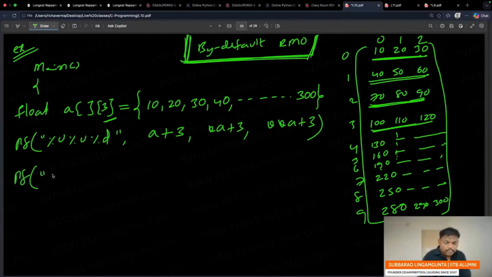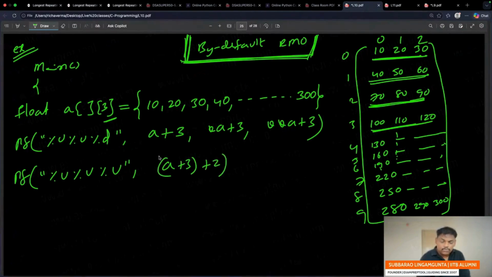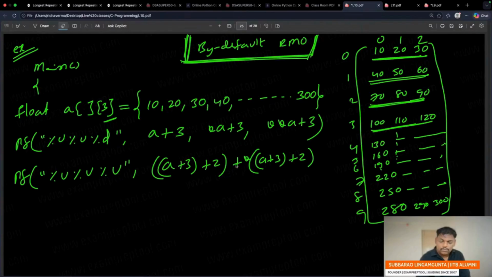Printf percentage u, percentage u, percentage u, A plus 3 plus 2, A plus 3 plus 2, A plus 3, star plus 2.